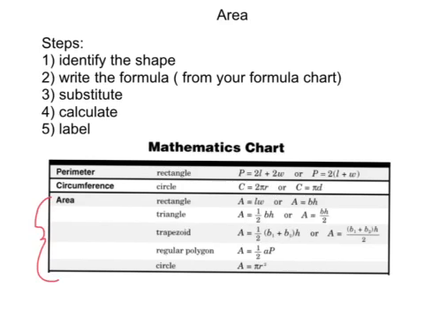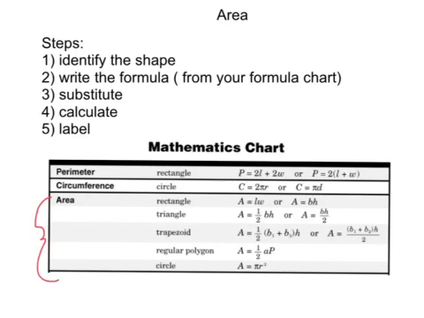And here's a lot of different formulas. On the ones that say or, it does not matter which formula you choose to do, you'll still end up with the same answer and be correct on it. So to find the area, we're going to do 5 steps. First is identify the shape. What shape are we dealing with here?